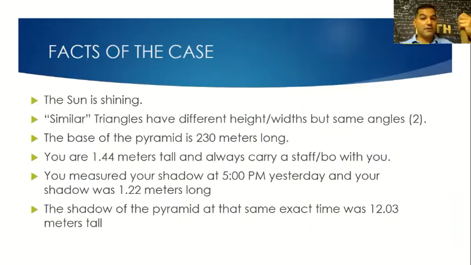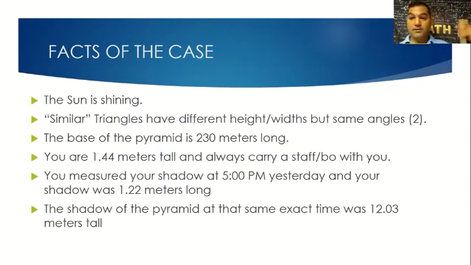All right, let's review the facts of the case. The sun is shining or was shining. Similar triangles have different heights and widths. Here are the numbers. If you want to write them down, get a pencil and paper, because you're going to have to do some number crunching now. These numbers mean something. The base of the pyramid is 230 meters long. I'm writing that down. You are 1.4 meters high. You measured your shadow and it's 1.22 meters long. The shadow of the pyramid at that same exact time was 12.03 meters.